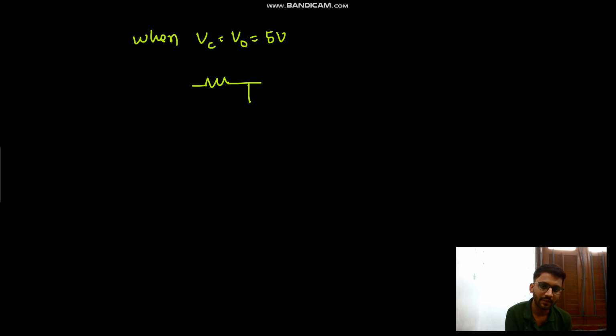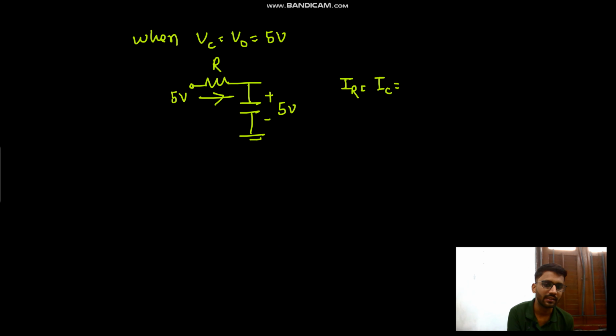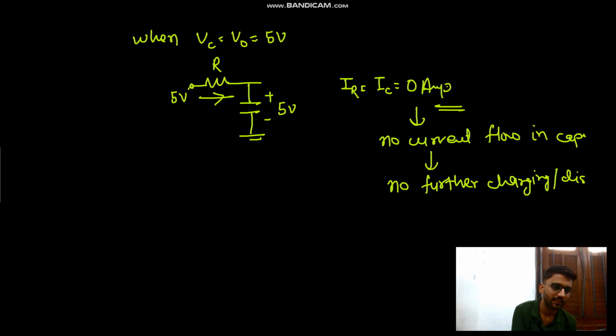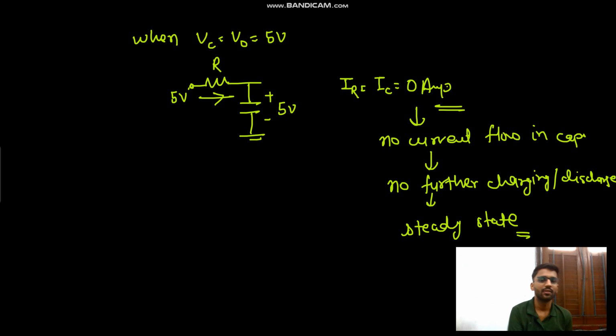So this is your circuit. Here we have 5 volt, and at the input as well we have 5 volt, and this is R. So what is the current? IR equals to IC, that is equals to 0 ampere, right? Because here we have 5, here we have also 5. So the current is 0 ampere. That means no current flow in capacitor. So no further charging or discharging. Okay, that means steady state. So after that there will be no charging and discharging.